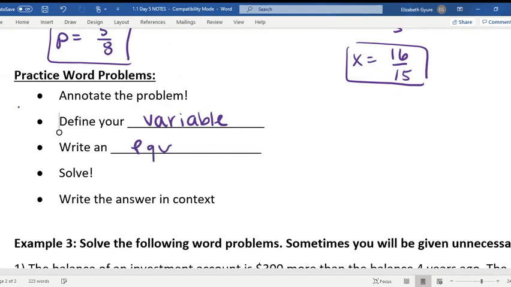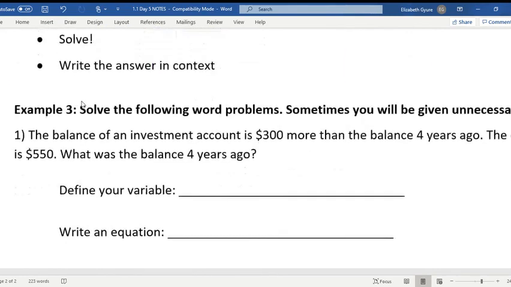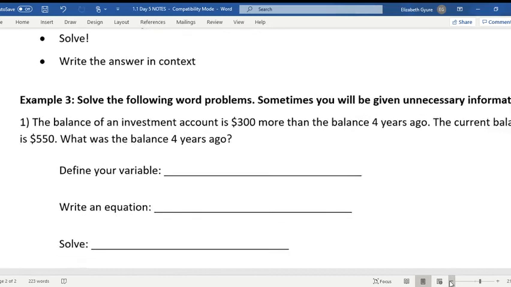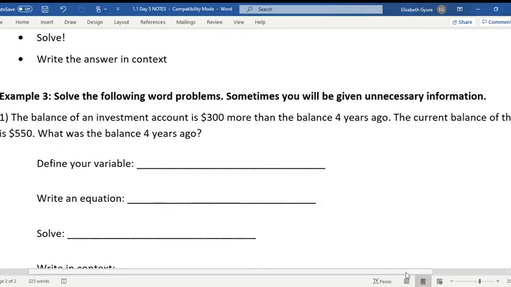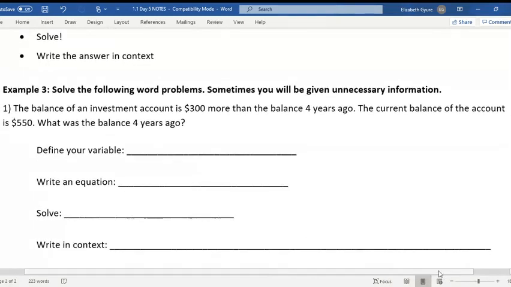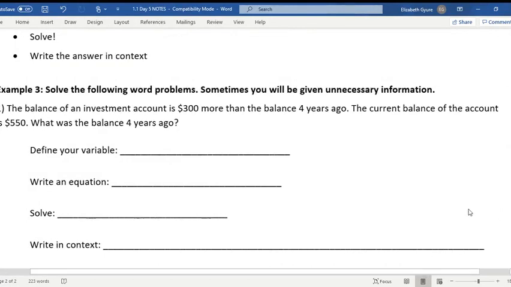Write an equation. And then solve and write your answer in context. So let's try out one of these. This is actually really similar to one that's on your test. So that's why I want to look at it.